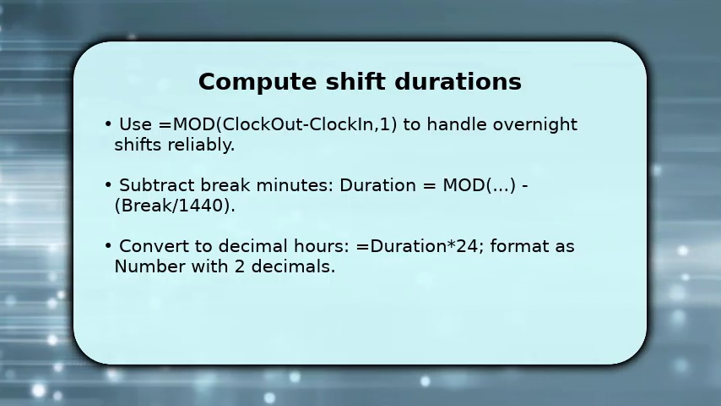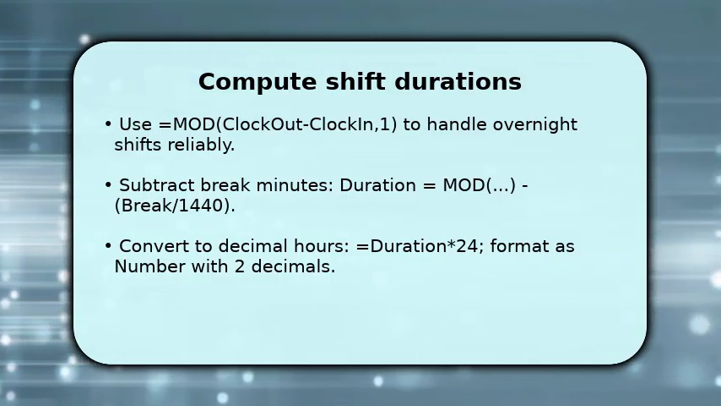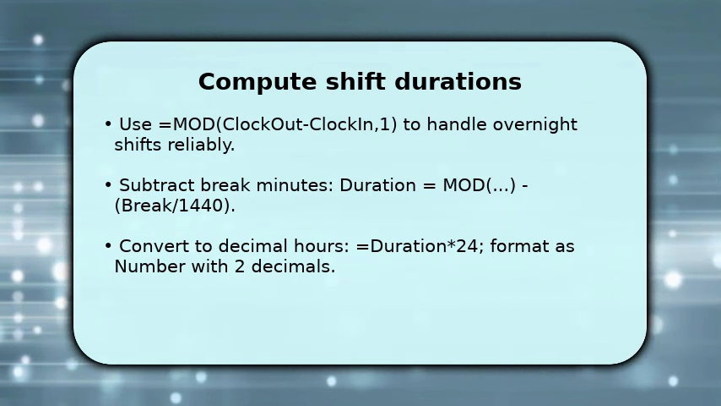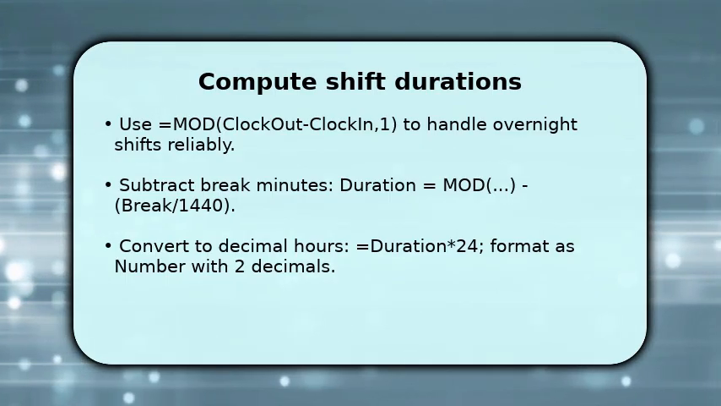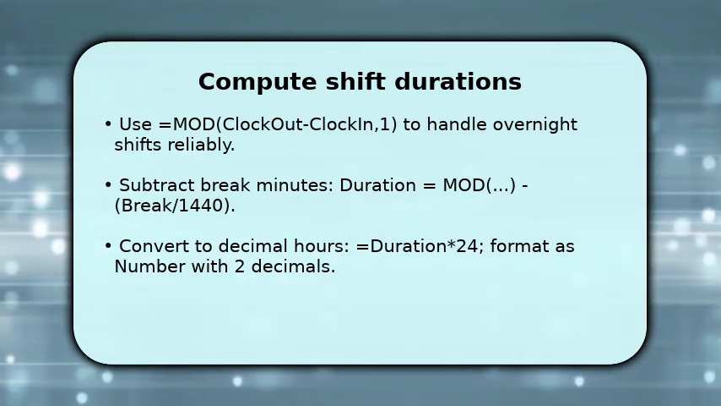Once you have the duration as a time value, convert to decimal hours with =duration*24 and format as number. Make sure to copy formulas down and use absolute references if you reference common values like break policies. This keeps totals consistent across rows.